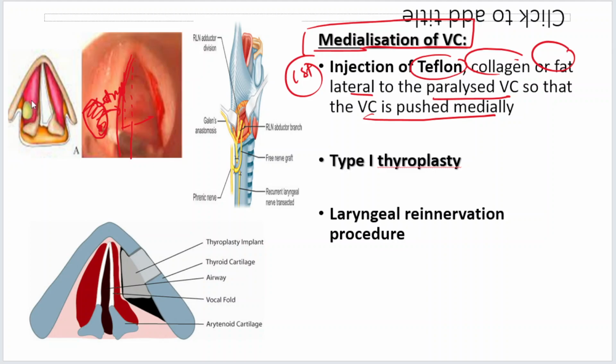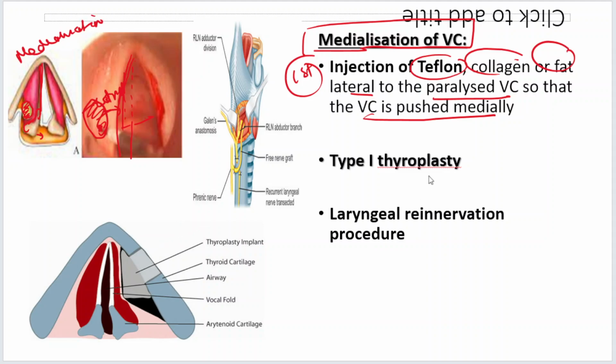So here they are showing a better picture. Here there is fat. The fat has been placed here lateral to the vocal cord. When you put fat here, even the vocal process of the arytenoid is pushed medially. So the vocal cord comes closer to the midline. This is called medialization of the vocal cord. This is an easier procedure compared to others.